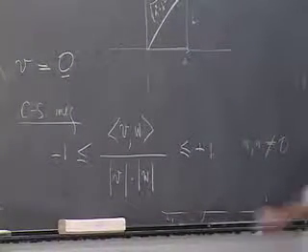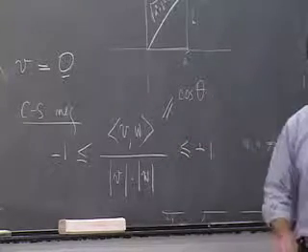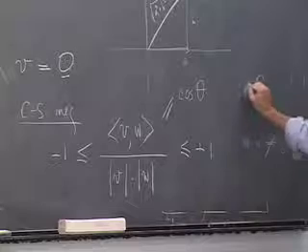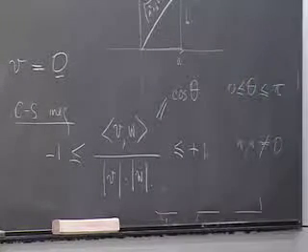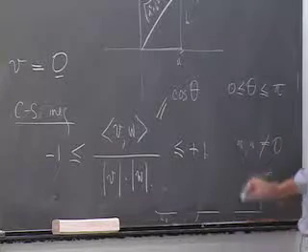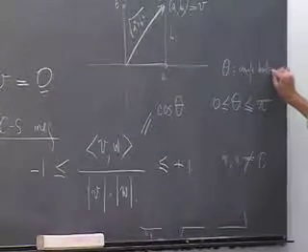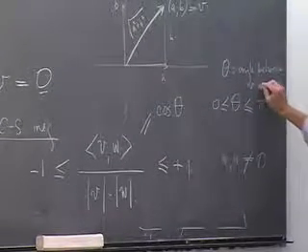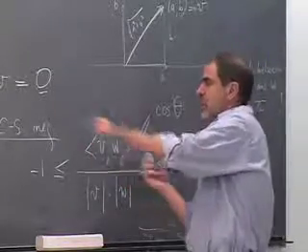So this real number can be written as the cosine of theta for an angle theta that lies between 0 and pi. That angle theta is called the angle between the two vectors. It doesn't depend on the ordering of the two vectors, because this pairing is a symmetric pairing: VW is the same as WV.